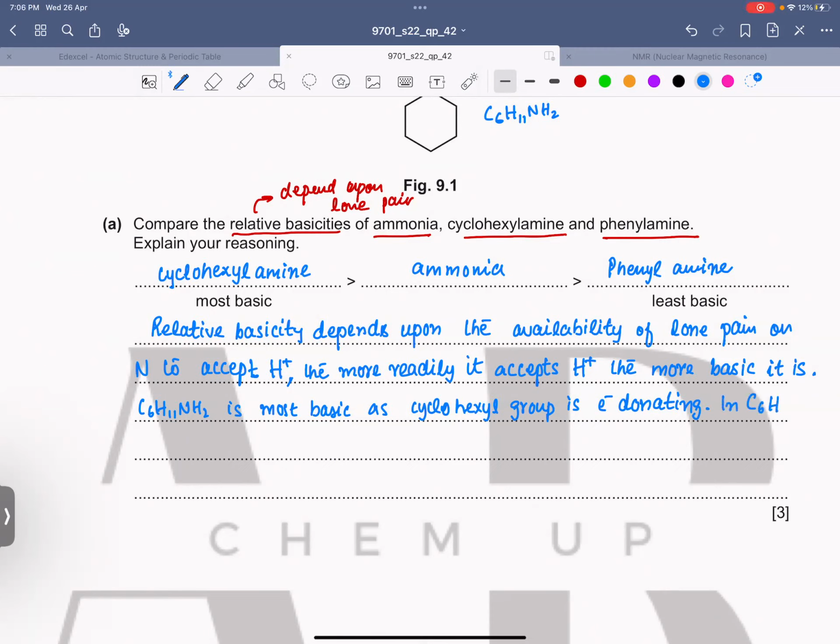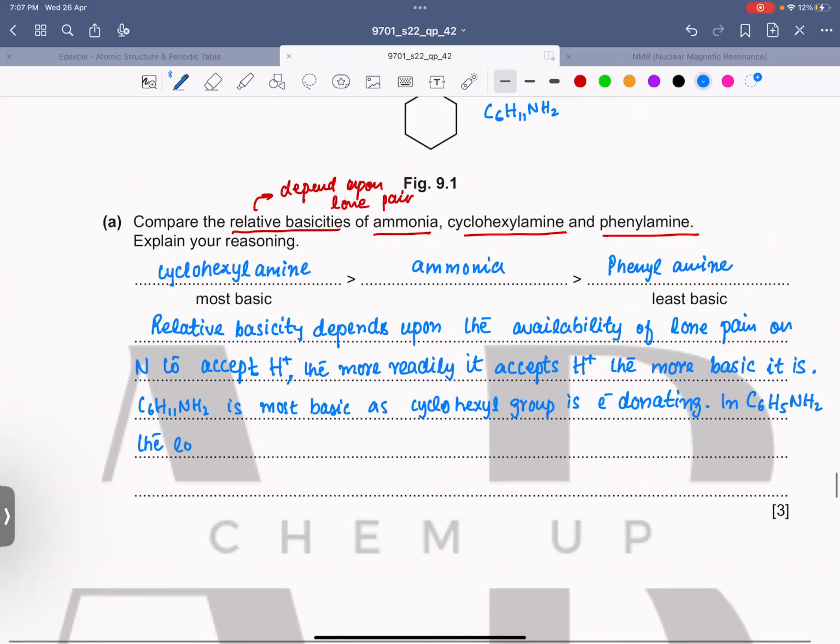In phenylamine, C6H5NH2, the lone pair is delocalized, or in other words, you can say that the p orbital of nitrogen is overlapped. The lone pair is delocalized into the pi system. As a result, the lone pair's availability decreases, so it is not able to accept the hydrogen ion as readily.